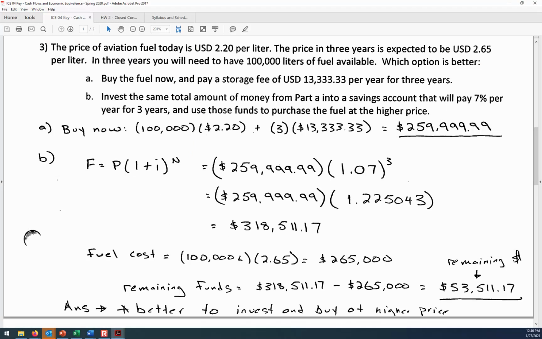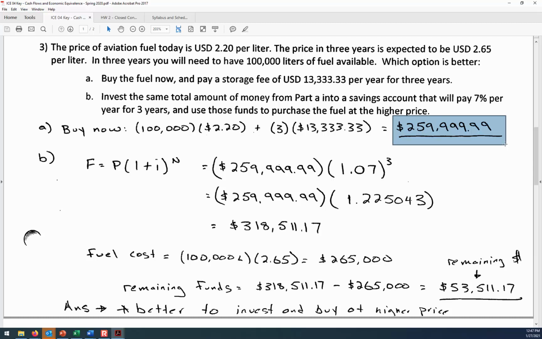All right, so in problem 3, is it better to store the fuel after buying it now, or is it better to buy it in the future at the higher price? So here's the way that I analyzed it. If you buy it now, then you would have to pay the $2.20 a liter times 100,000. So this is the purchase price of the fuel, and then this is 3 annual payments for the storage fee. So the total number of dollars you're going to spend is $260,000.